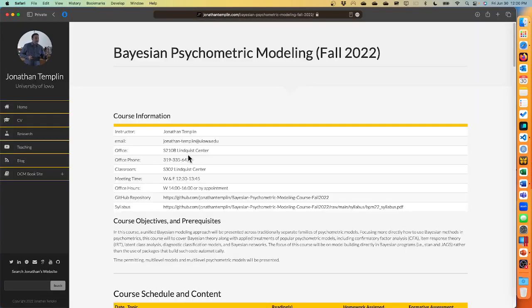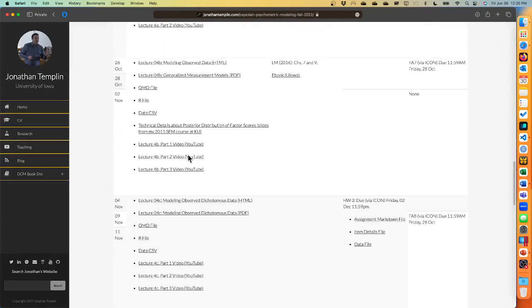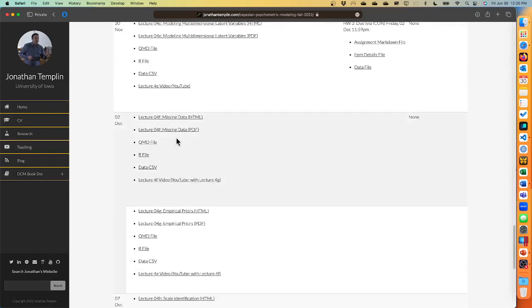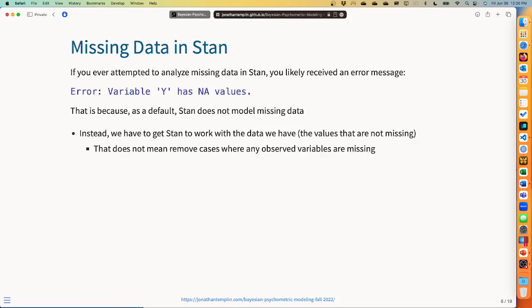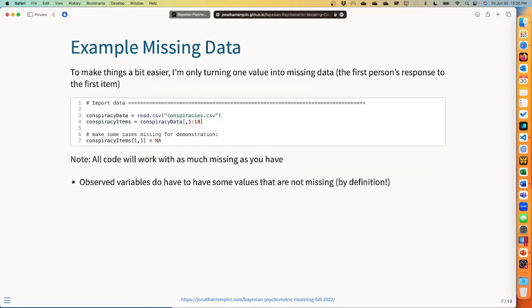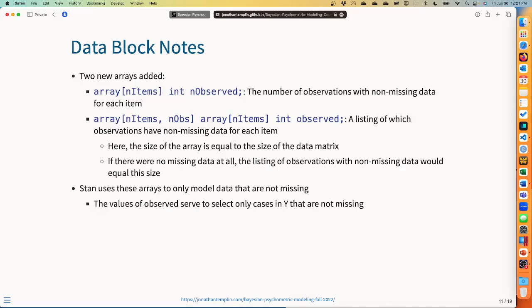On my website, I taught Bayesian psychometric modeling last year. Where did I do this? Here's a lecture on the missing data functions itself. So here, I have a bunch of Likert items. This is what Stan tells you if it's missing. But this lecture here will get you through the concept in Stan. Basically, we needed to come up with how many observed observations we had per item, and then which ones those were.